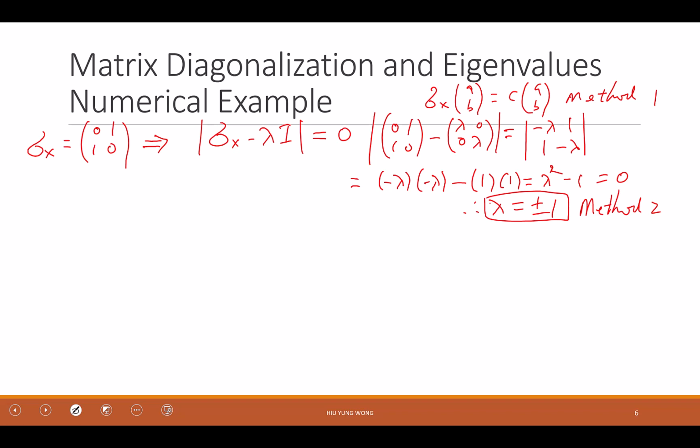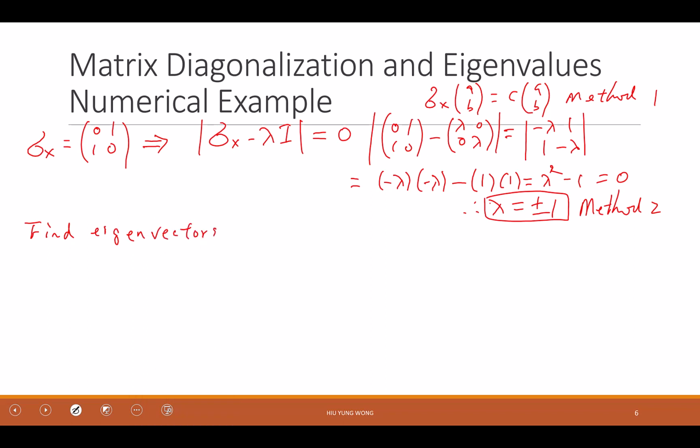Okay, I'm a little bit lost also. Look, this is method 2 to find the eigenvalues, but then how about the eigenvector? How do you find the eigenvector? Now you have no choice, you need to go back to the equation. So we then try to find the eigenvector.